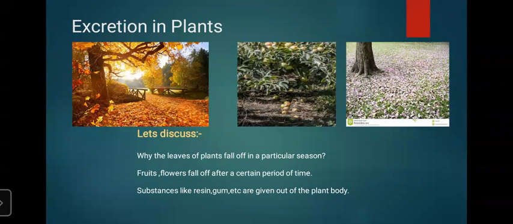We have already learned about this in our earlier lecture about excretion in plants. We know that in a plant cell, a vacuole is present, and this vacuole collects all the excretory material for the plant, even in fruits and in flowers also. So after a particular time, they fall off.